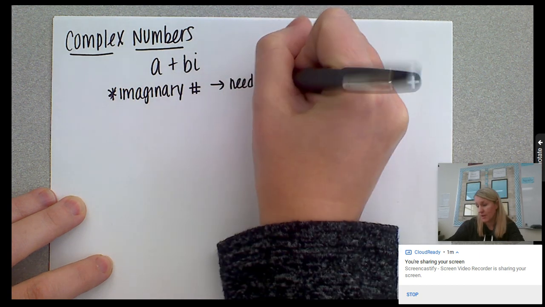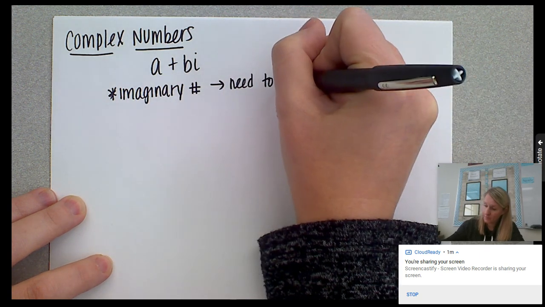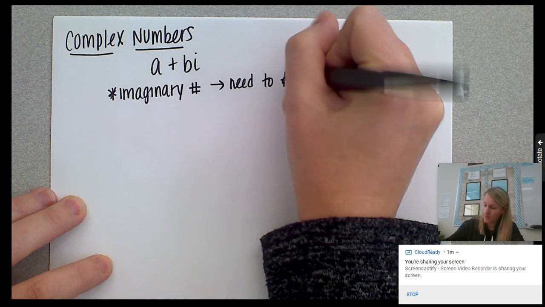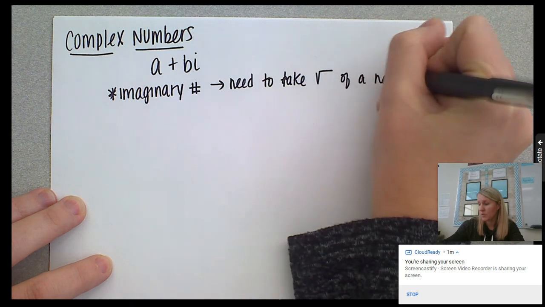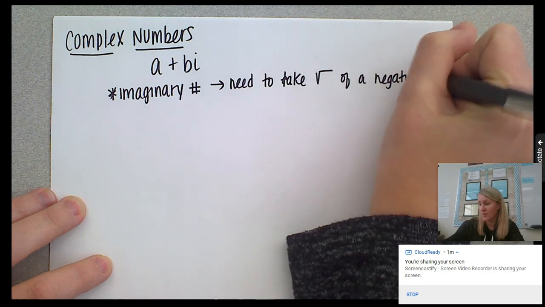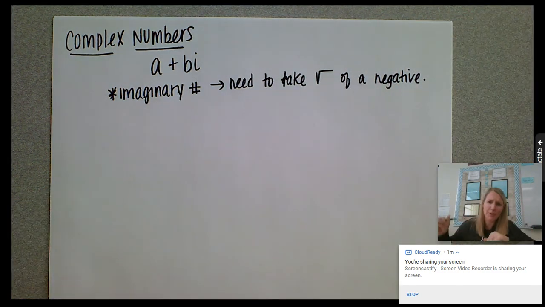Sorry, I'm just trying to write things as I'm saying them as well. We need to take the square root of a negative. As of right now, if you had the square root of a negative somewhere, you would just say, oh, no solution, can't do it. But we have this whole other number system out there that you guys have never even heard of. And those are the imaginary numbers.